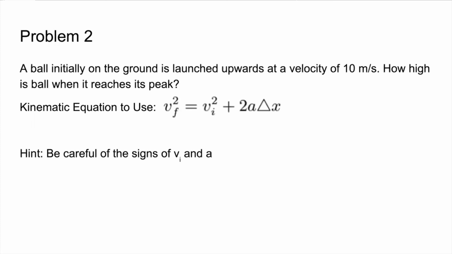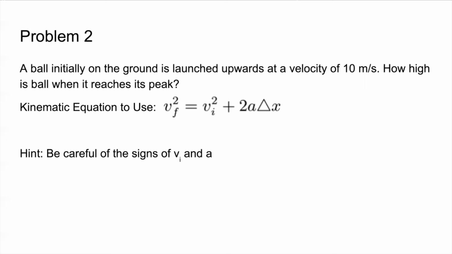Here's problem number 2. The solution will come in 3, 2, 1. All right, so we're trying to solve for the height of the ball when it reaches its peak, which is basically delta x. And we know that the initial velocity is 10 meters per second. The problem tells us that. And the acceleration is negative 9.8 meters per second squared.